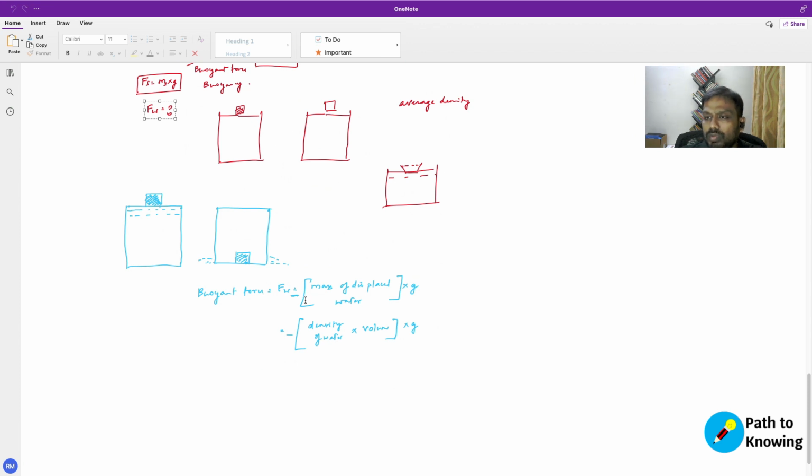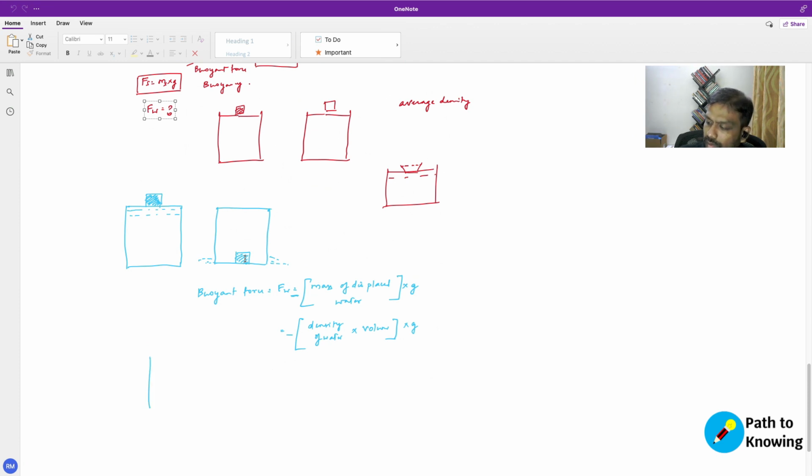So this is with respect to objects that are completely sinking, right? In this case, the object is fully sunk, so the entire volume is what you consider here. This volume is nothing but the volume of the keyboard here. What about objects that have not sunk, but are floating, right? So let's take that example here.